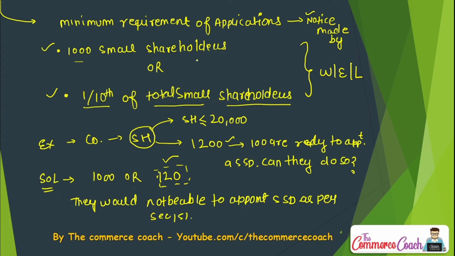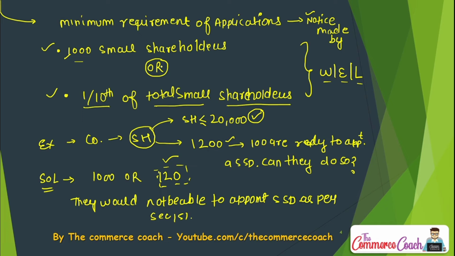Now, we have to see the whichever is less option here, 1000 or 1/10 of total small shareholders. 1/10 means of total small shareholders. First of all, we have to find it by applying this limit. If the company has not defined its own limit; if the company has defined its own limit, then we will go with such limit. Then we shall see whatever is less between these two options, we will select the minimum requirement that must be made to the company in such numbers so that they can appoint a small shareholder director.